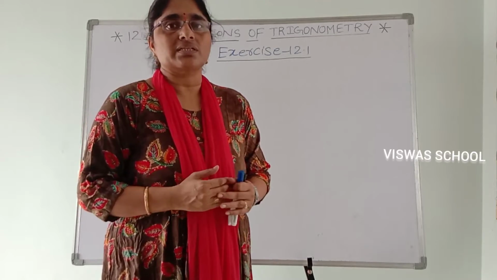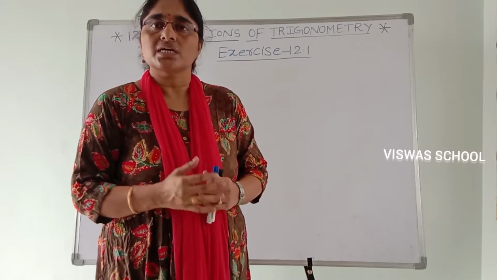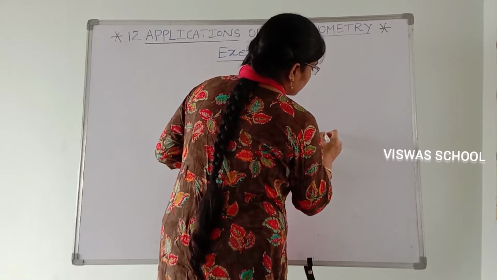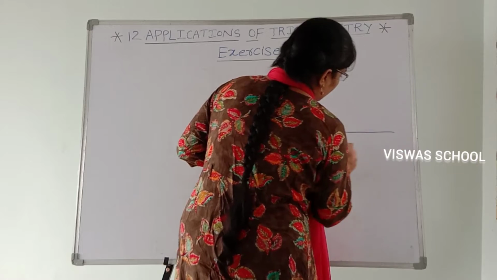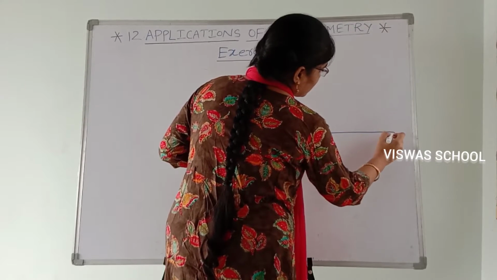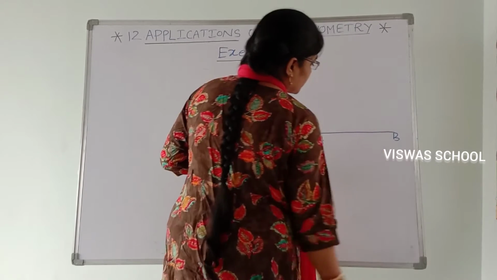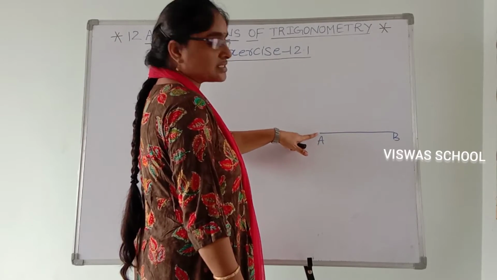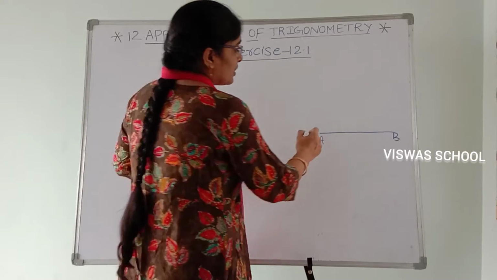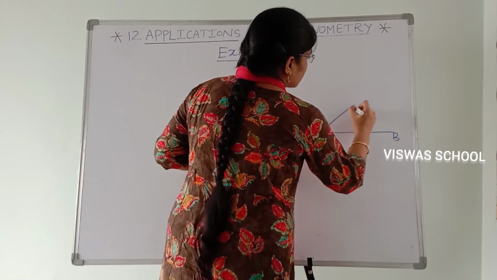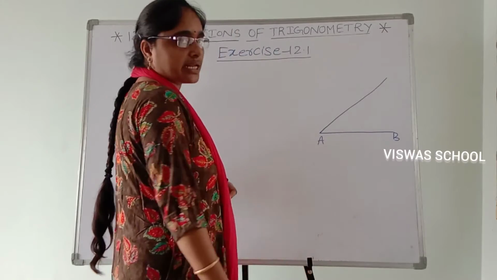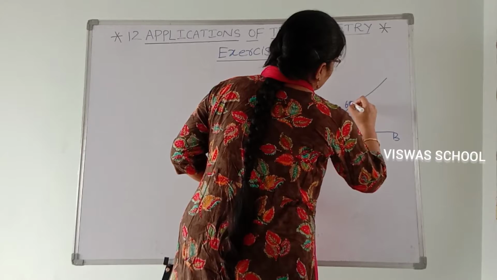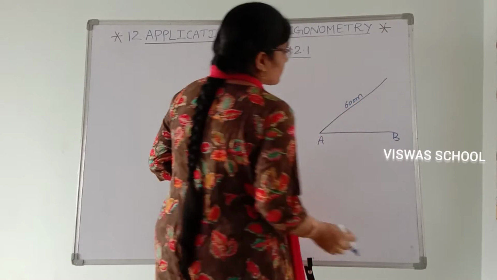When the boat travels, it makes an angle of elevation of 60 degrees. Let us see here. Here it is a boat. Not this, this is a river. Here it is a river. This AB is a river. Now a boat starts at this point, that is A, and travels to some place, that is the other side of the river. Now the journey is 600 meters.